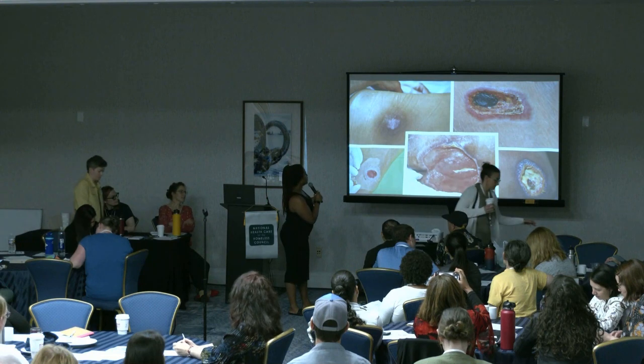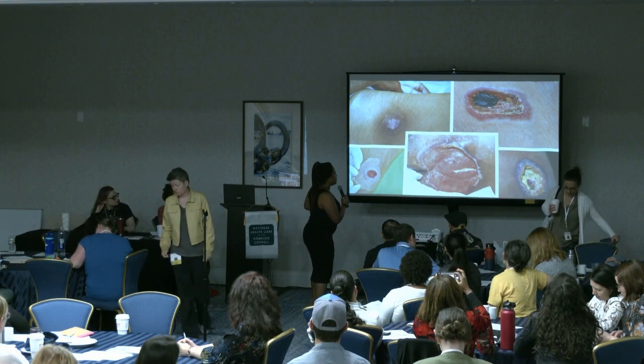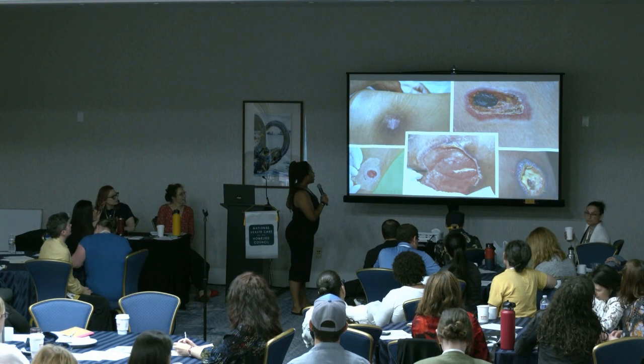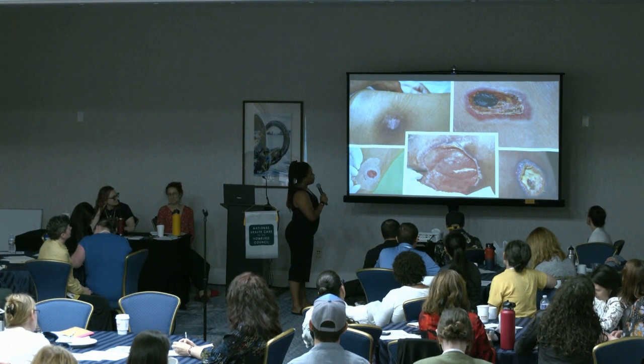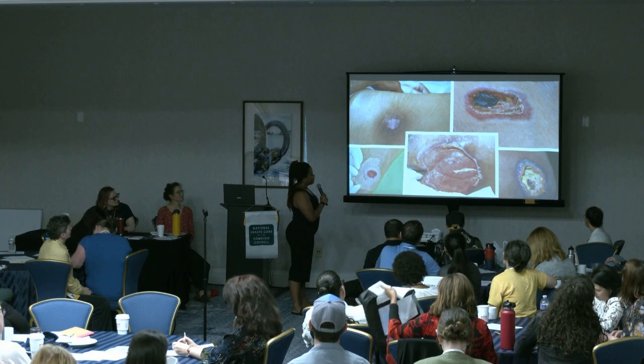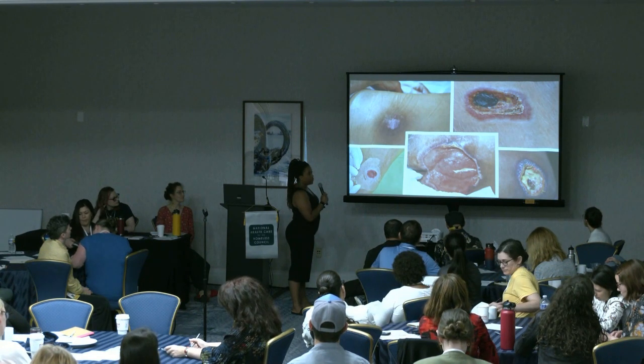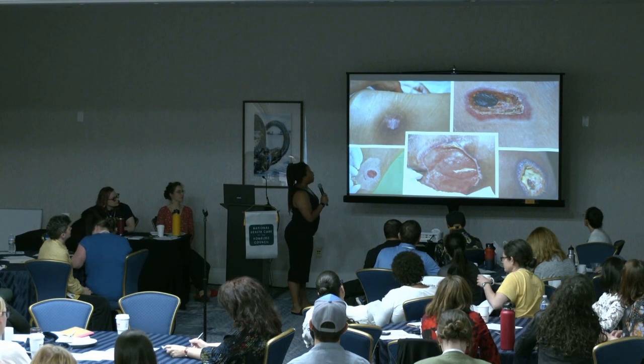Also, let me see, I might have some, okay. Look at this picture here. You'll see that there's hyperpigmentation, like dark spots, and then that pink space in between, that's epithelial tissue as well, okay?